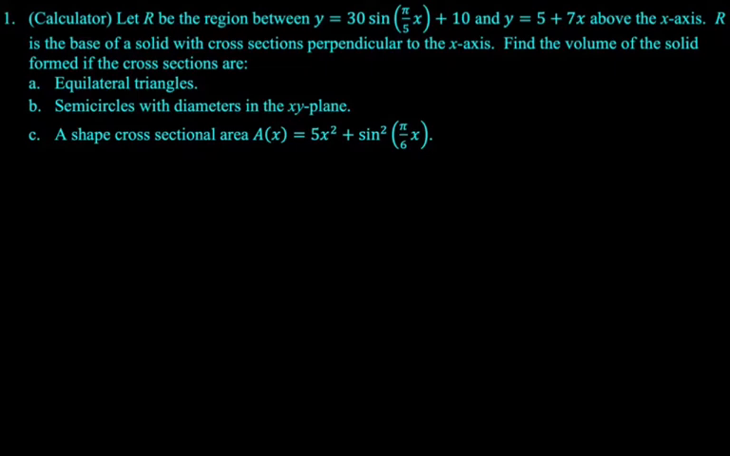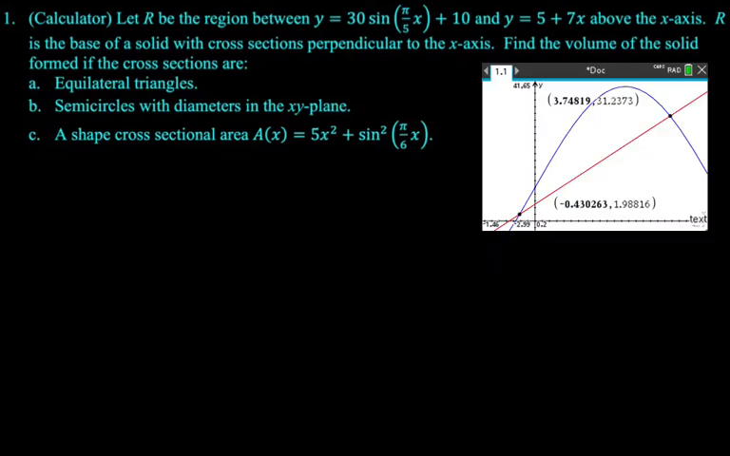But let's start out by figuring out what R looks like. It's a calculator question, so use your calculator. You can see because they're bold, I've already stored some values. I stored negative 0.430263 and 3.74819. And I'm going to use those when I use the calculator on it. So I found the intersection points. I found a good window.